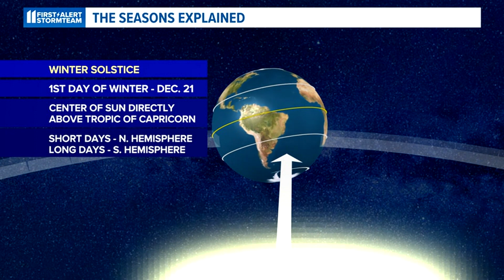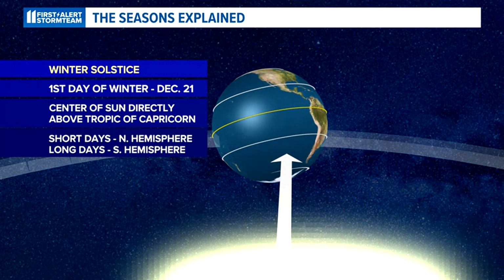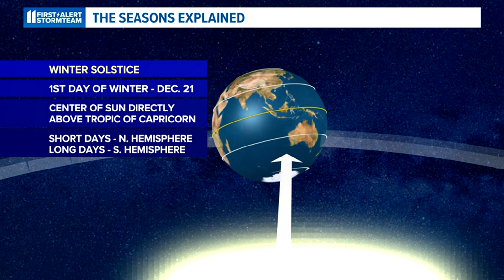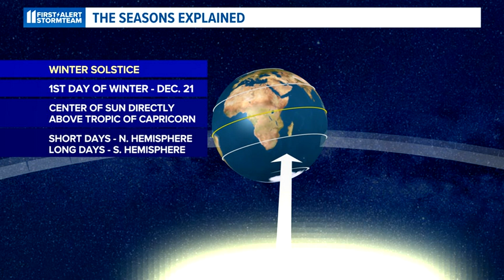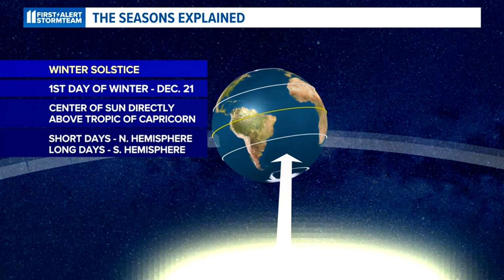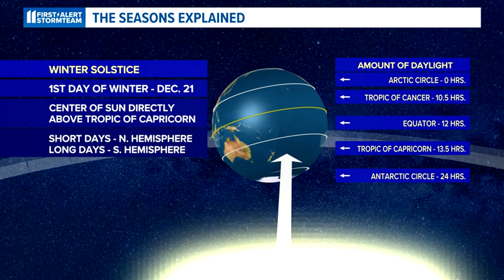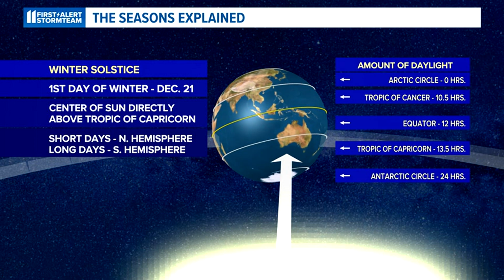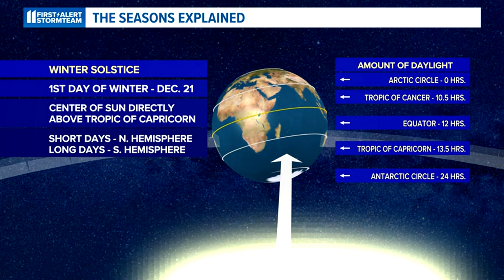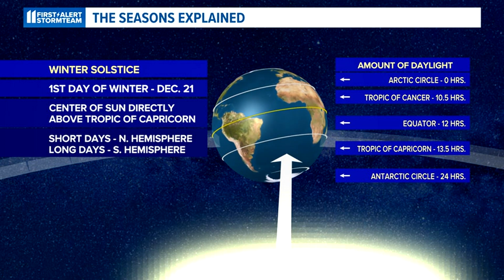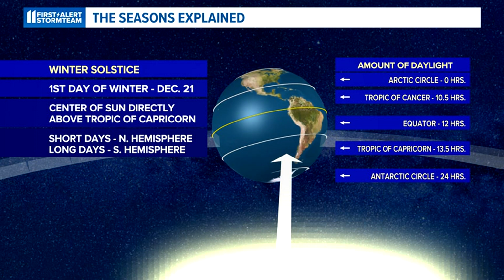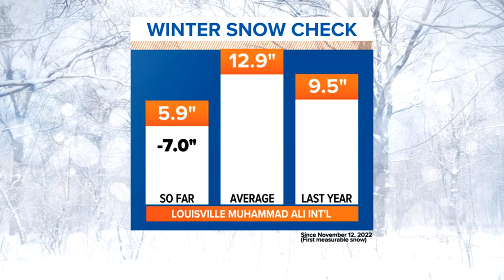Then we get to the winter solstice, and kind of opposite of the summer solstice, we are actually closest to the sun during the winter months, but because the northern hemisphere is facing away from the sun and getting less energy from the sun, we have shorter days and therefore colder temperatures. So then it's the opposite of the summer solstice, where the Arctic Circle and the North Pole doesn't see any daylight. Tropic of Cancer only gets about 10.5 hours of daylight, equator still 12, and the Antarctic Circle experiences 24 hours of daylight.